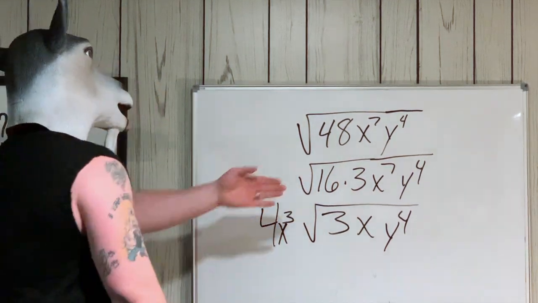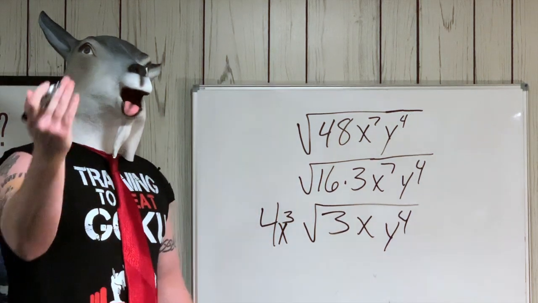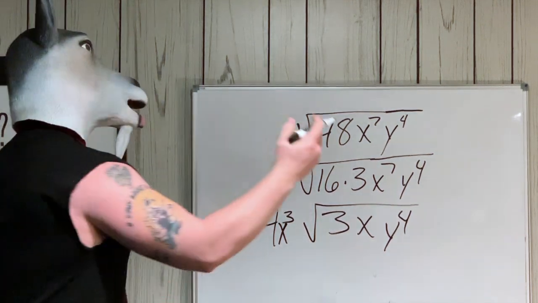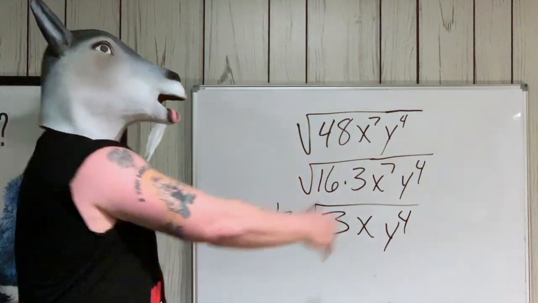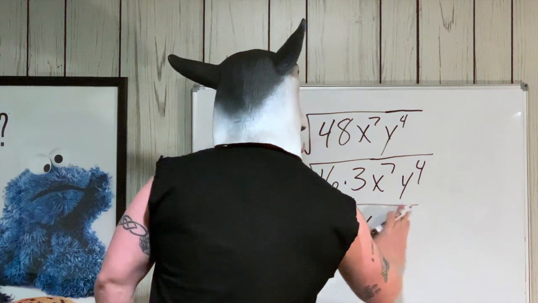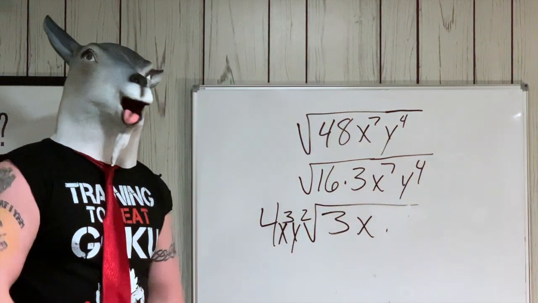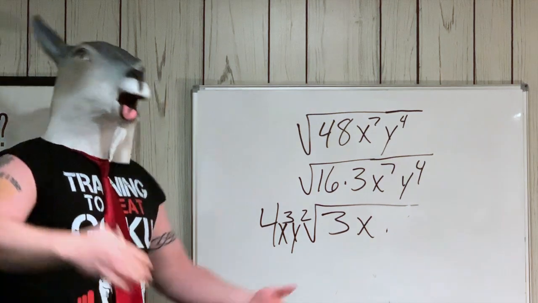All right, now let's look at the 4. All right, we got y to the 4. 4 divided by 2 is what? It's 2. All right, so we're just going to pull the whole thing out, right? There's no more y's inside. You're going to put it right here, squared. You're done. That's it. Drop the mic. You're finished.